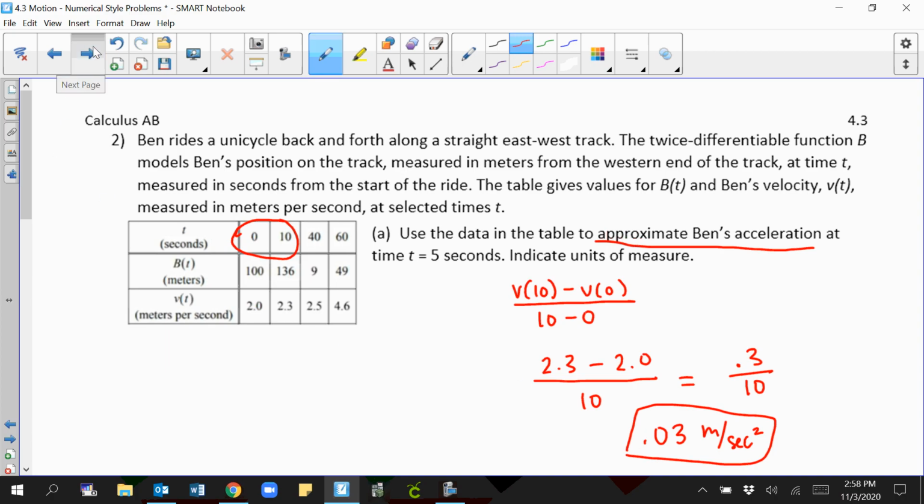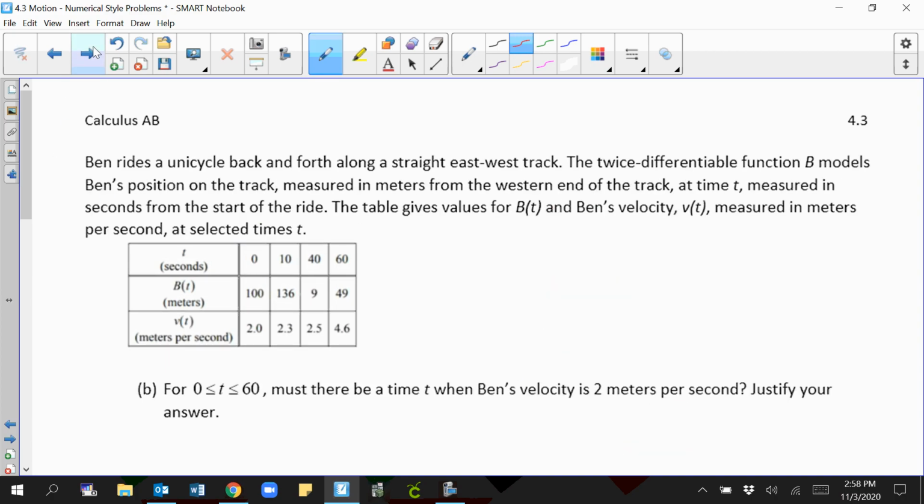Let's look at part B. I've got the same problem up here. For part B, it says for 0 less than or equal to t less than or equal to 60, must there be a time t when Ben's velocity is 2 meters per second? Justify your answer. So once again, we are going to use our intermediate value theorem here.